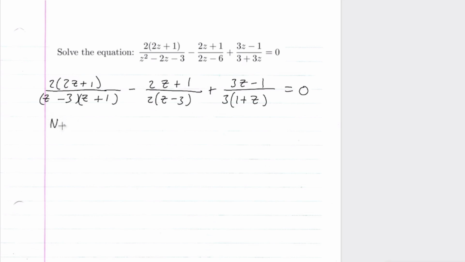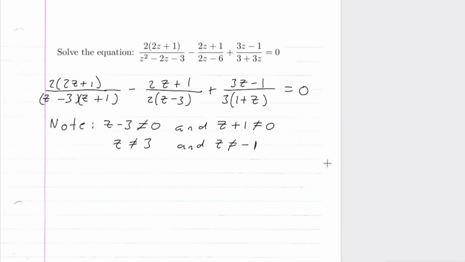I want to make a note. Z minus 3 cannot equal 0, because if z minus 3 is 0, that means I'm dividing by 0, and that's not allowed. And z plus 1 cannot be 0, right? And notice I have that z minus 3 here and that z plus 1 here as well. So I know that z cannot be equal to 3 and z cannot be equal to negative 1. Okay, so let's go ahead and continue this.